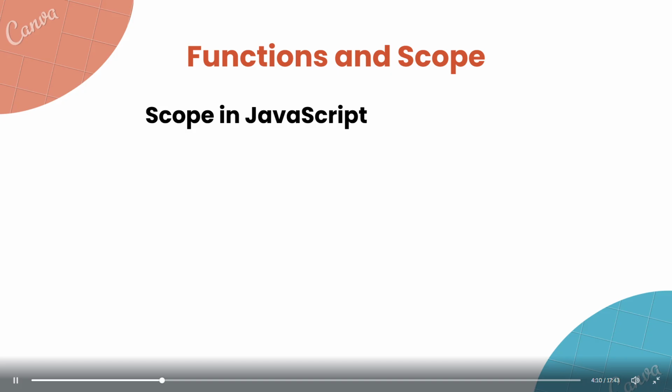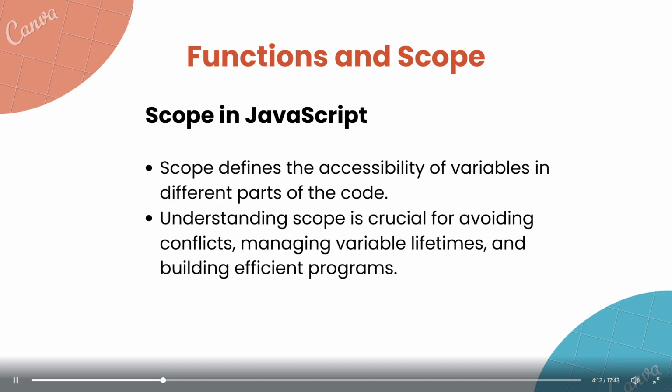Scope in JavaScript. Scope defines the accessibility of variables in different parts of the code. Understanding scope is crucial for avoiding conflicts, managing variable lifetimes, and building efficient programs.